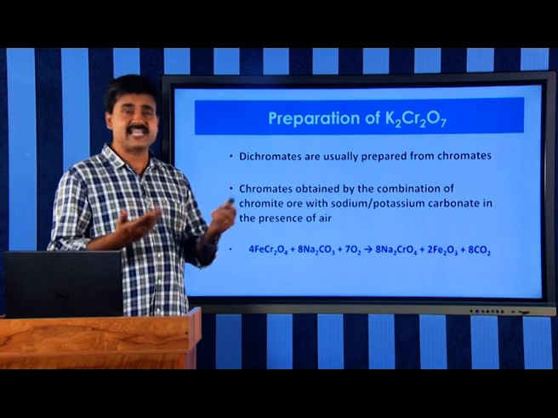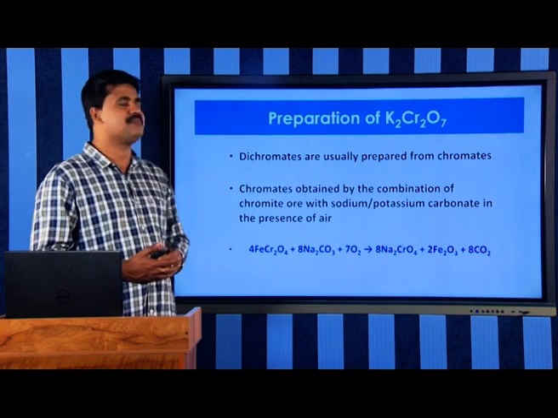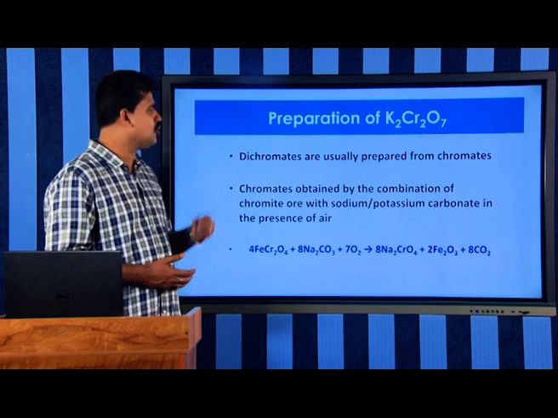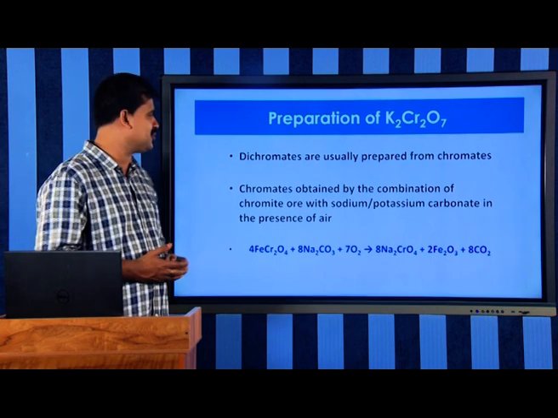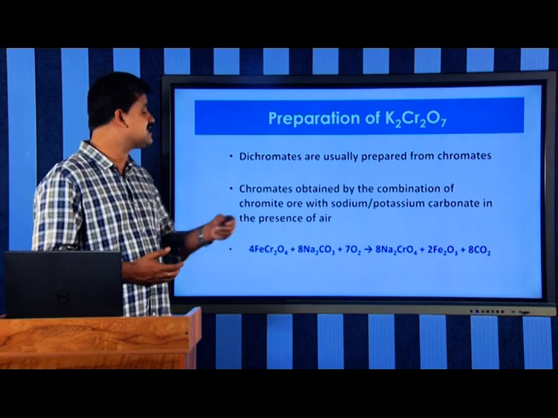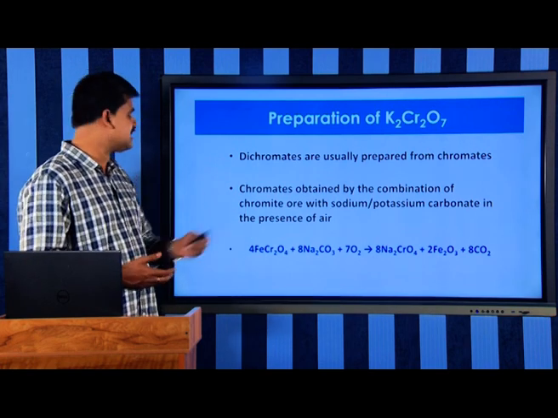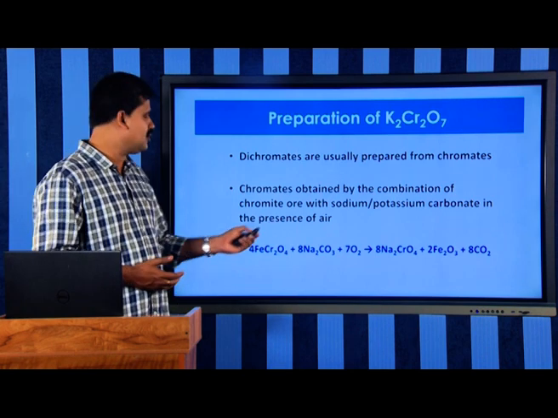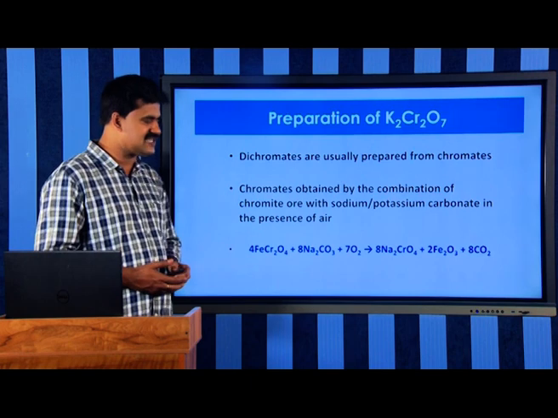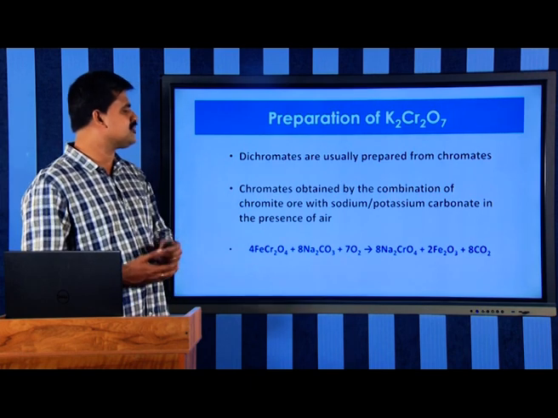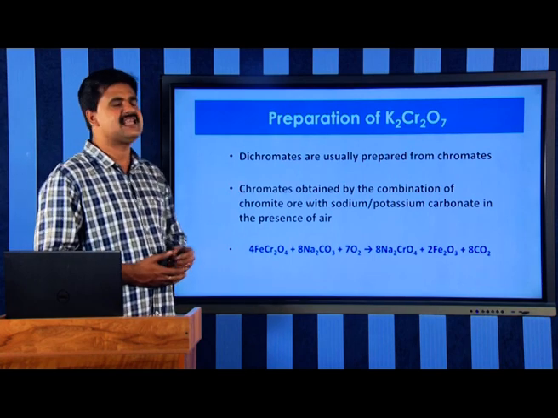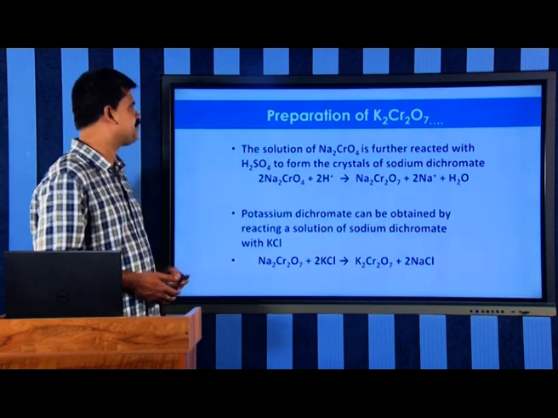Every dichromate is generally prepared from chromates. Chromates are obtained by the combination of chromite ore with sodium or potassium carbonate in the presence of oxygen or air, as per this equation. 4FeCr2O4 plus 8Na2CO3 plus 7 oxygen produces 8Na2CrO4 plus 2Fe2O3 plus 8 carbon dioxide.